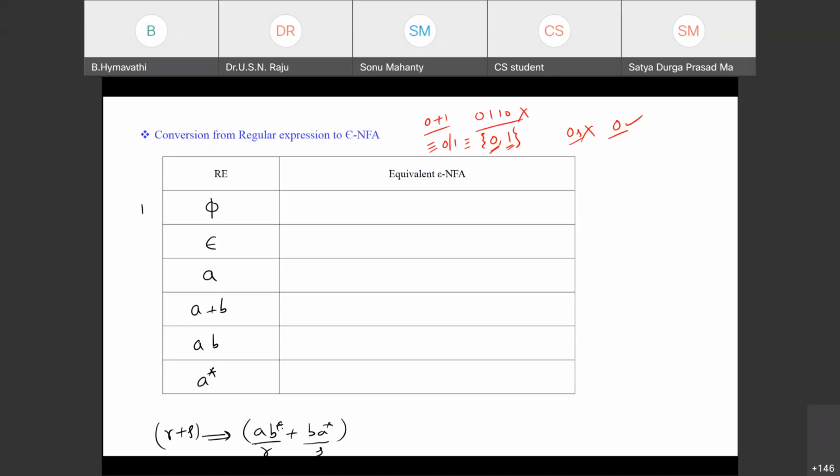Okay, so some books, if they write A plus B or R plus S, they are one and the same. But when they write A, it is a single symbol, and when they write R, it is one regular expression. So can I write A plus B? Is it in the form of R plus S or not? This is a regular expression, but it consists of only one symbol. So that is also a regular expression.